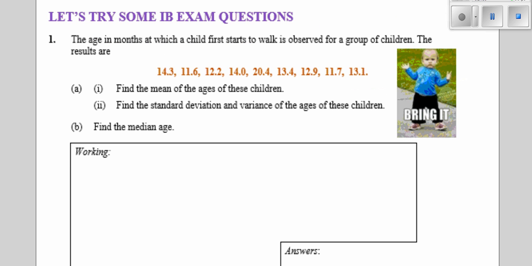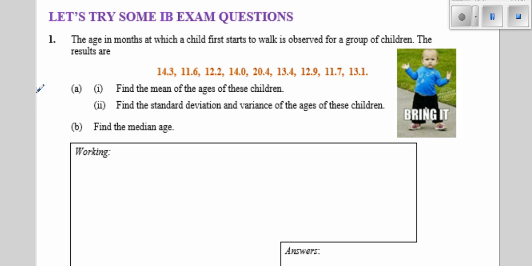Alright, let's try some IB questions. Because he's walking. The age in months at which a child, the age he's walking for the first time and doing it really easily.